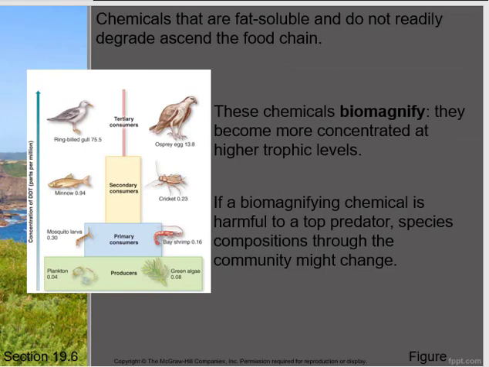Biomagnification. Chemicals are fat soluble, don't readily degrade, and they biomagnify. So basically, you don't have a whole lot in the algae and some of these producers, but these guys live off these algae and producers, and they live longer. And the chemicals build up in the primary consumers. So the level of these chemicals is much higher at this layer than at this layer per organism. And then the secondary consumers eat the primary consumers and more, all the way up to tertiary consumers.